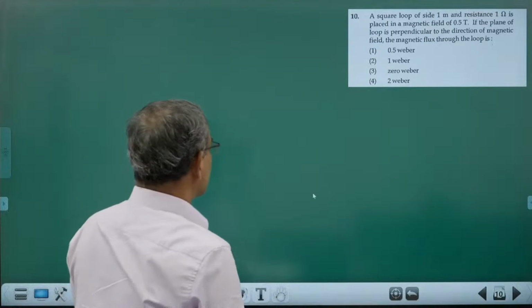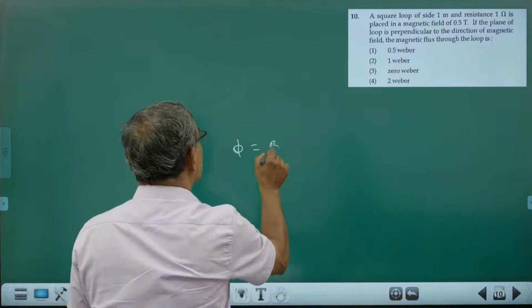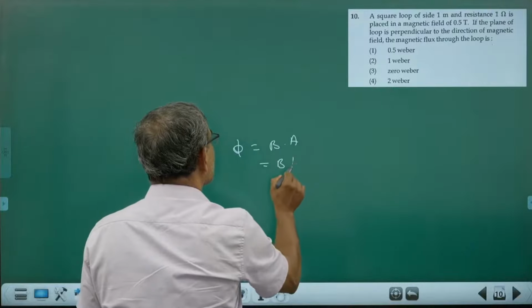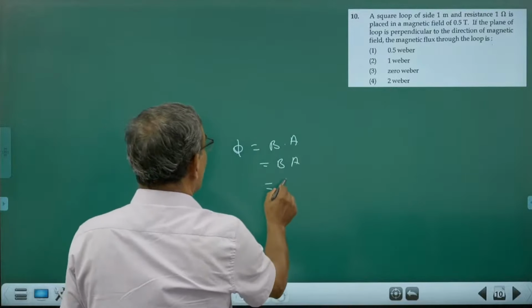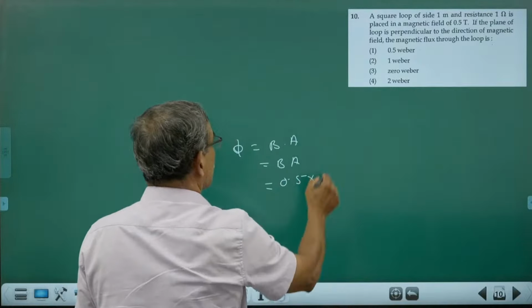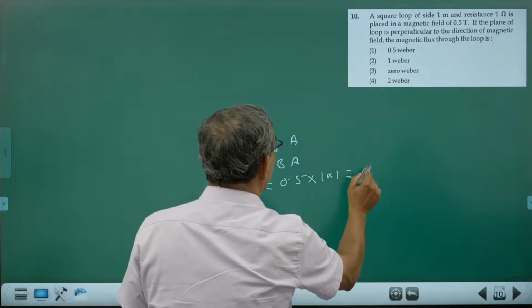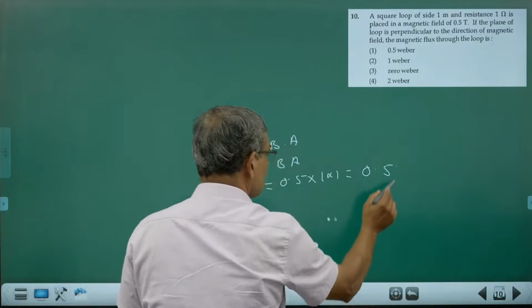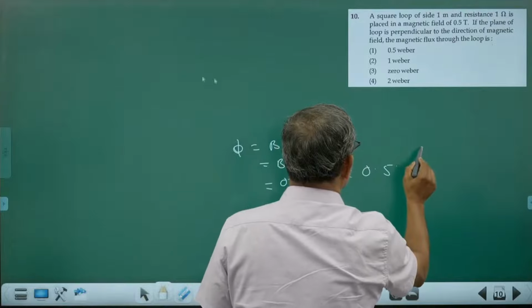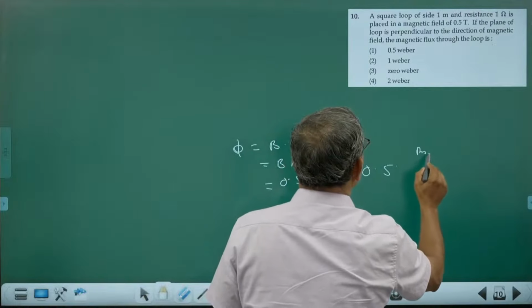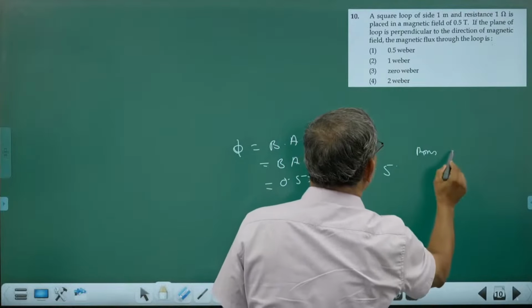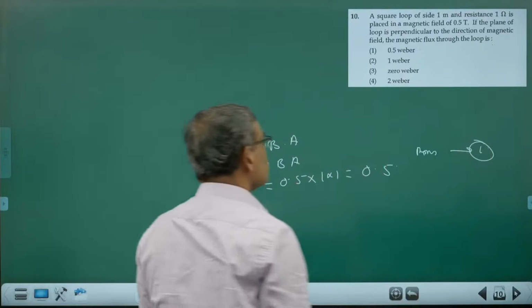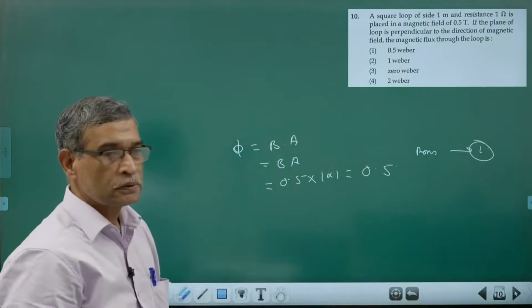Flux is given by B dot A. Here it is BA, B is 0.5, and the area is 1 into 1. It is equal to 0.5 Weber. Therefore, the answer is option 1. Next.